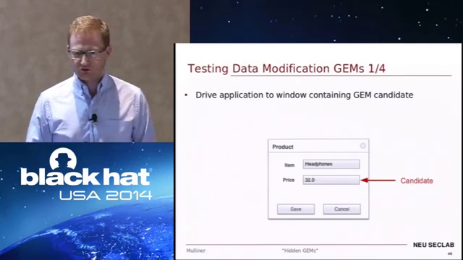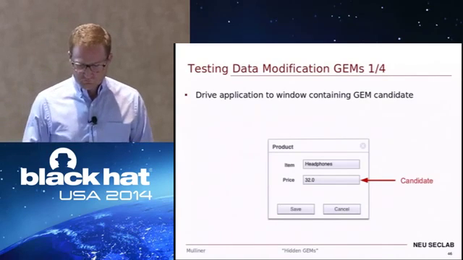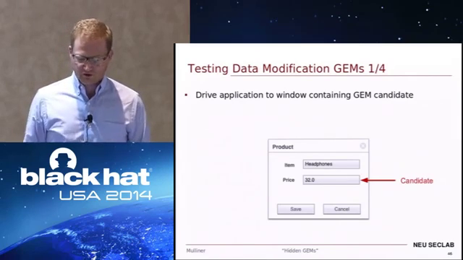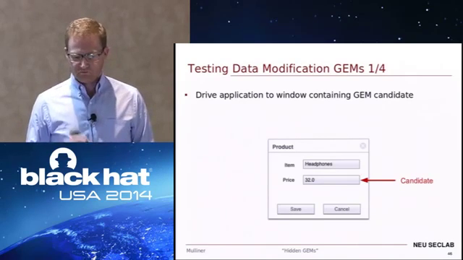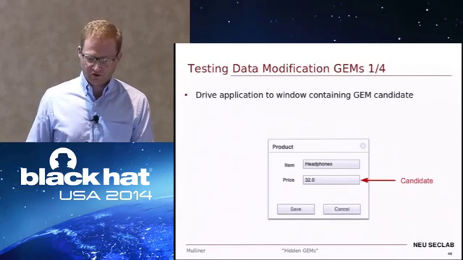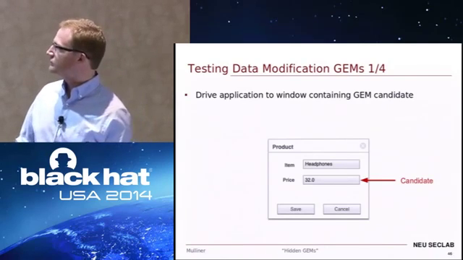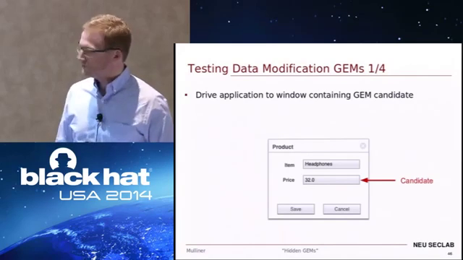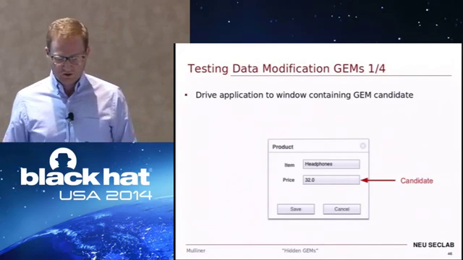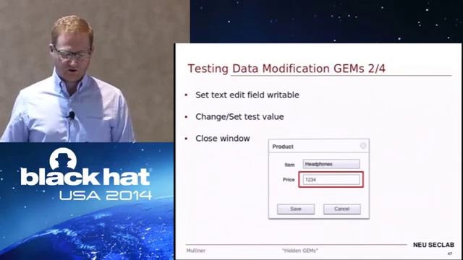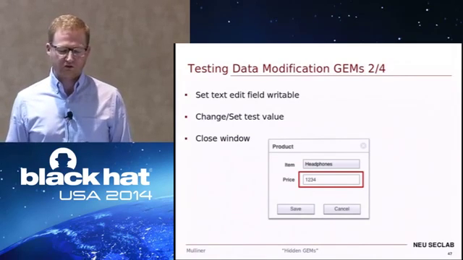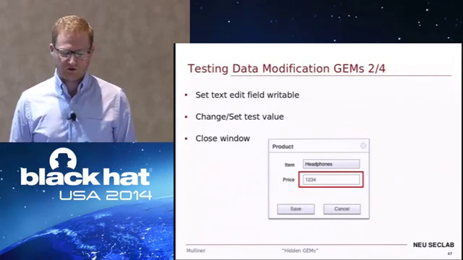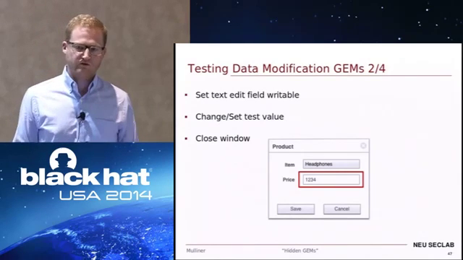And I'm also going to show you a demo for the attack, if there is time. But basically what we do, we drive the application to this window and say, okay, we want to test this candidate, so the price. Then we set this field to read-write and change the value, and then we close the window, and we just have some basic heuristic.